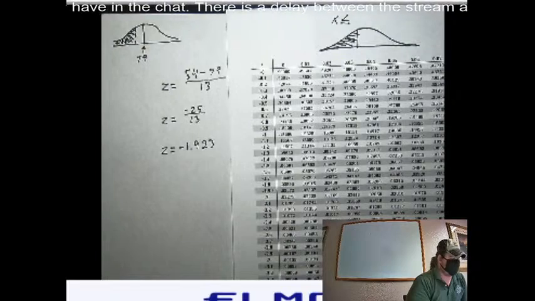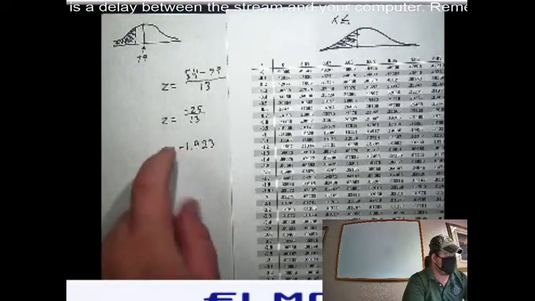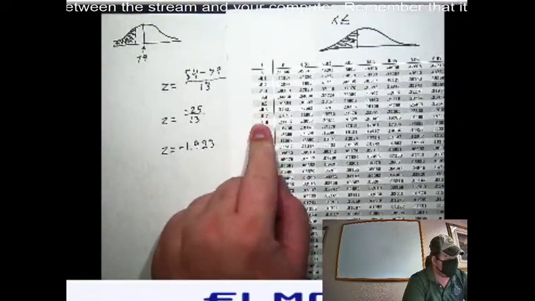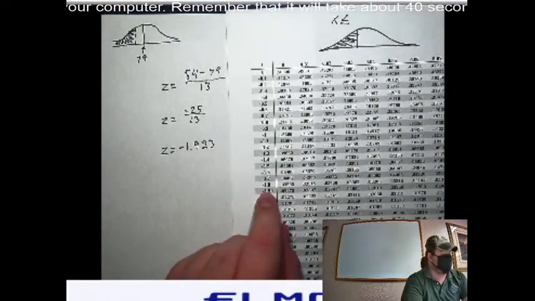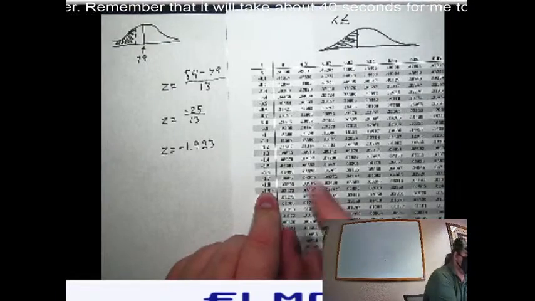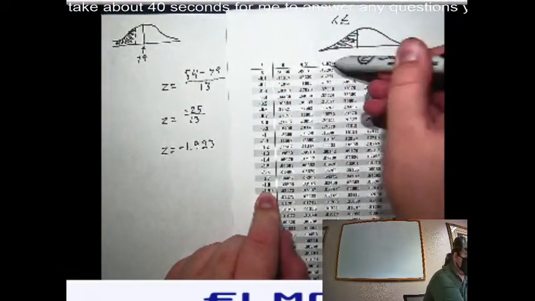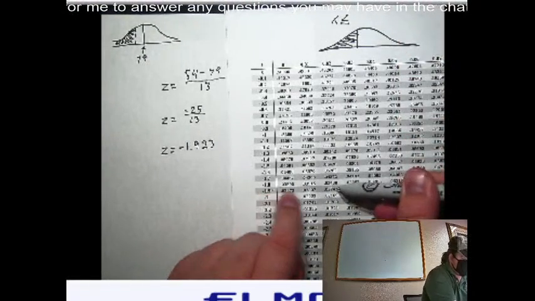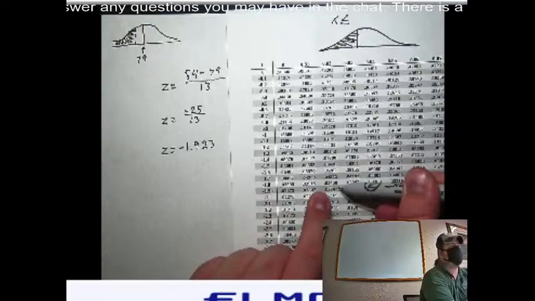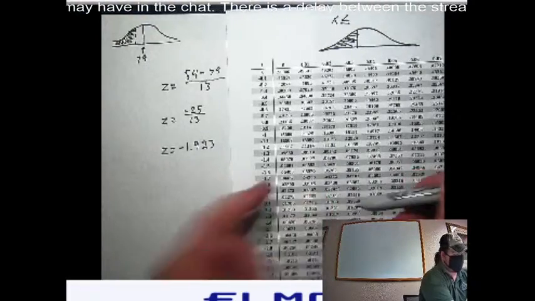All right. So, negative 1.9, we look through here, find negative 1.9. There it is. And then we look for the next digit, which is 2. We have 0, 1, 2's right there. And so if we follow this down and over, they intersect right here at 0.02743.